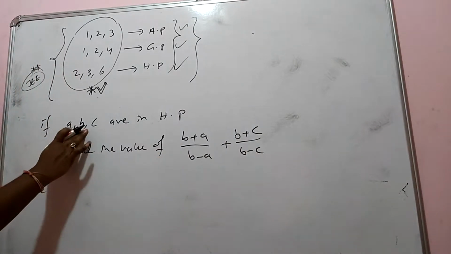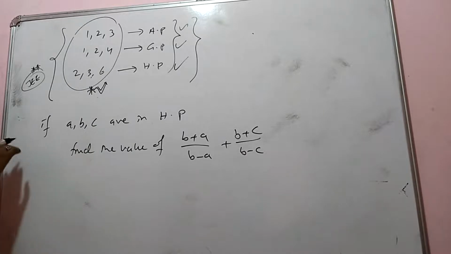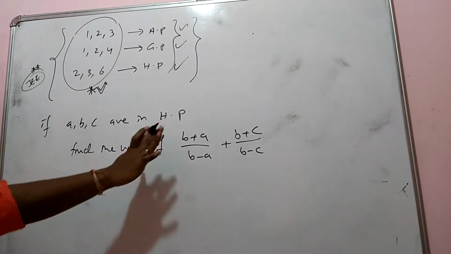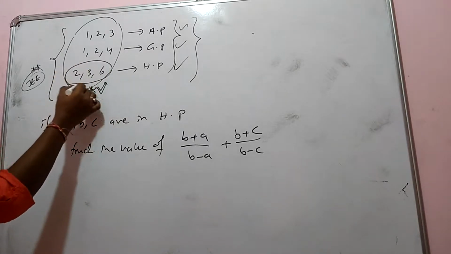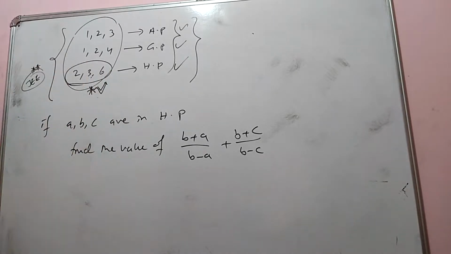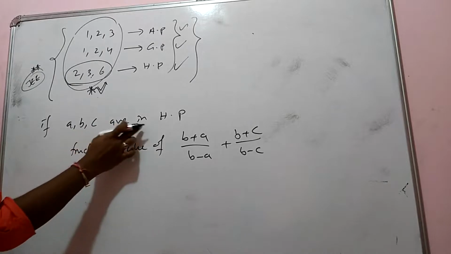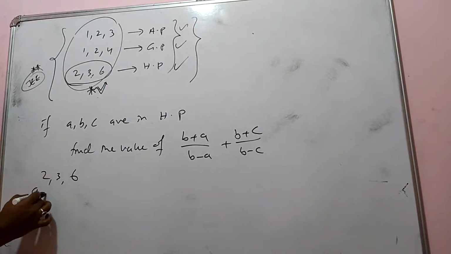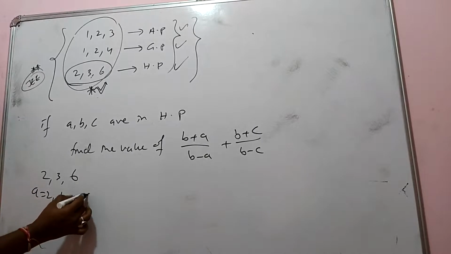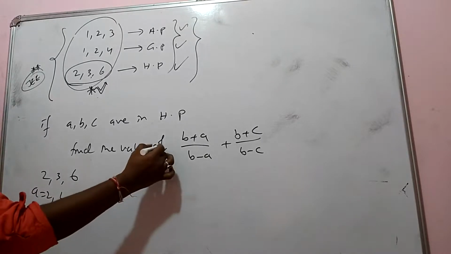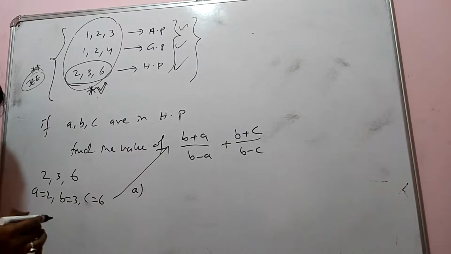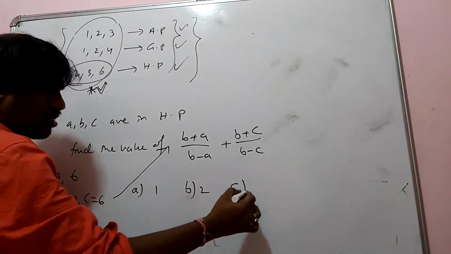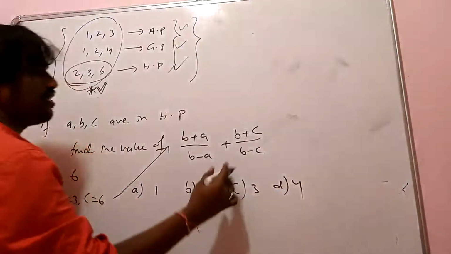Don't do it at all. A, B, C are in HP means what is the condition? Don't substitute all these things. Such kinds of questions are solved with this trick. You need not solve it. If they say A, B, C are in HP, take 2, 3, 6. A is equal to 2, B is equal to 3, C is equal to 6. Substitute here. That is your answer. Options are given, like 1, 2, 3, 4.